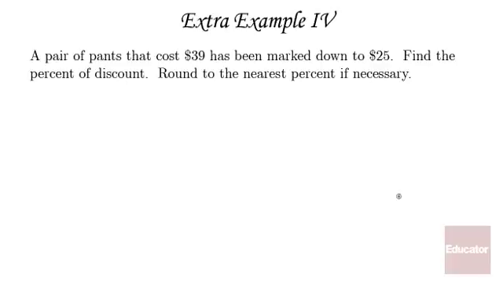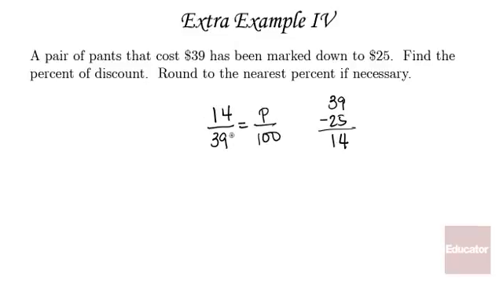A pair of pants that cost $39 has been marked down to $25. Find the percent of discount, round to the nearest percent if necessary. So 39 minus 25, that's going to be 4 and 1. So this item has been marked down $14 over the original price of 39 and equals p over 100. Can't simplify the left here, so I'm just going to go ahead and find my cross products. 1400 equals 39p. And I'm going to divide both sides by 39.